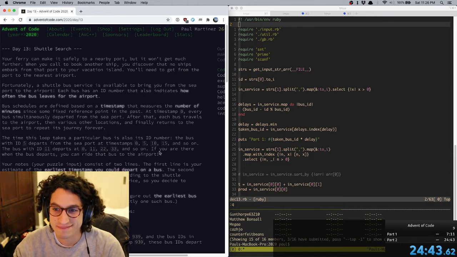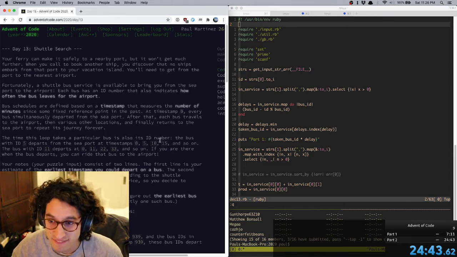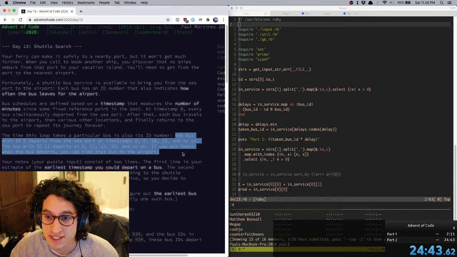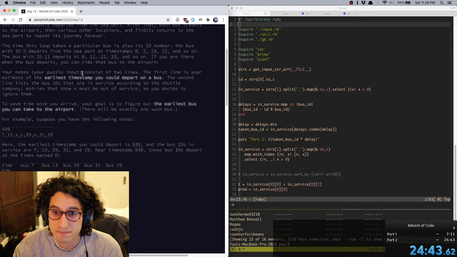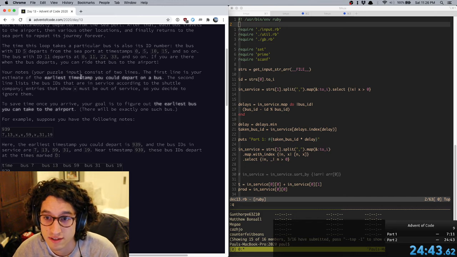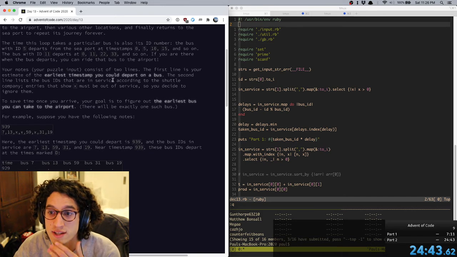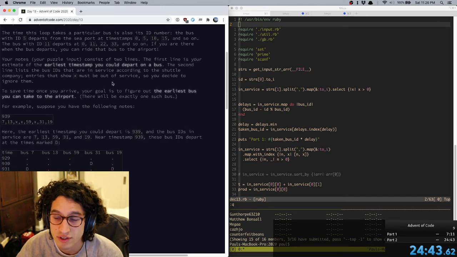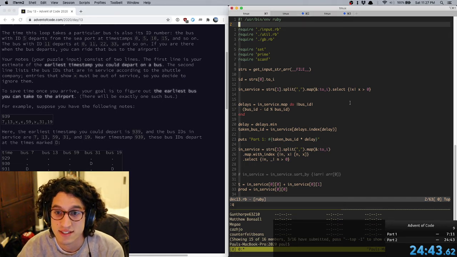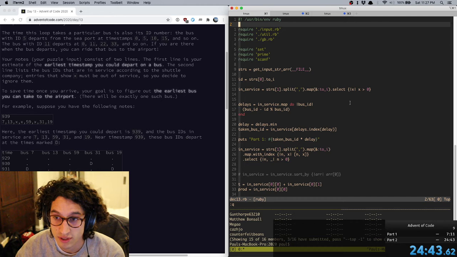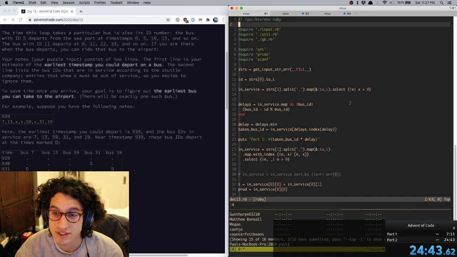Highly recommend it. The bus with ID 5 departs from the seaport at timestamps 0, 5, 10, 15, and so on. The puzzle input consists of 2 lines. The first line is your estimate of the earliest timestamp you could depart on a bus. The second line lists the bus IDs that are in service according to the shuttle company. Entries that show X must be out of service, so you decide to ignore them.